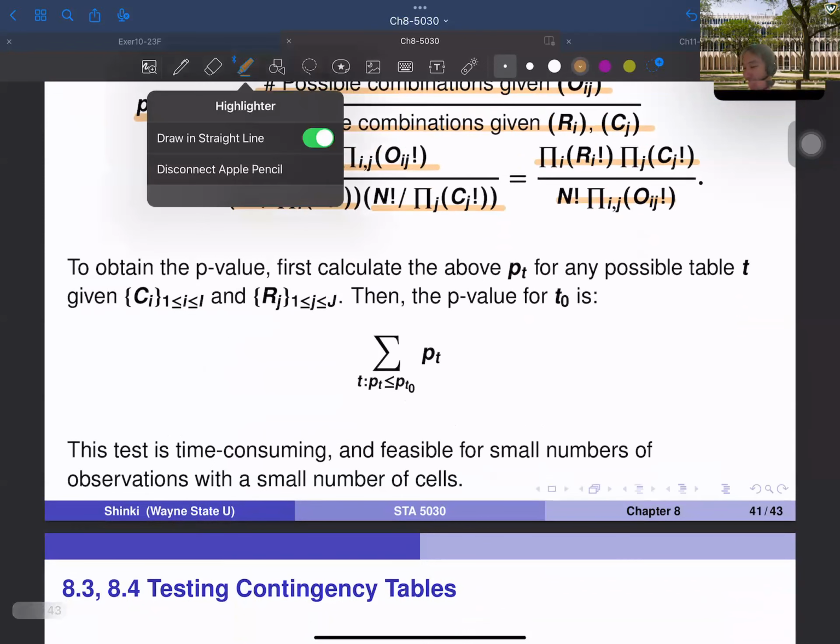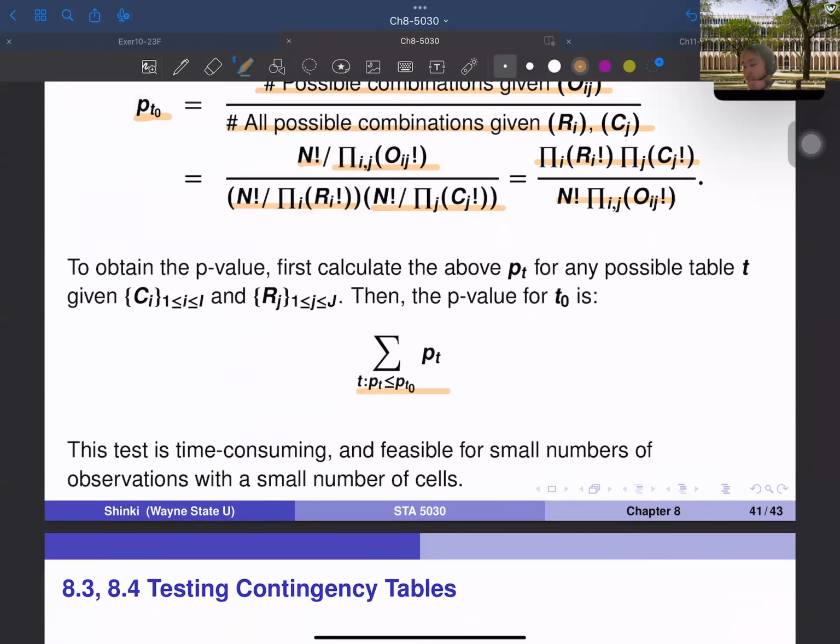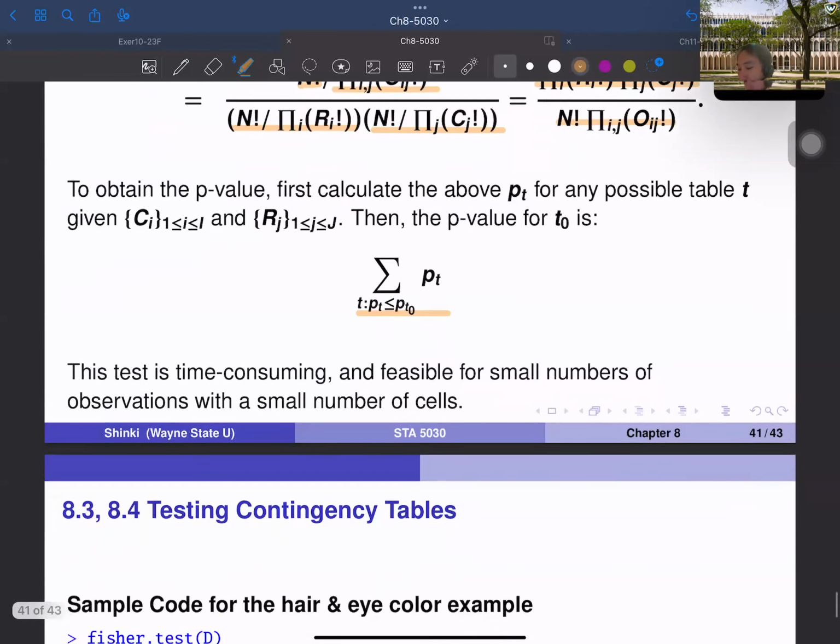And as we have seen in the previous example, this is the p-value. So we add up all probabilities which are less than or equal to that table. That is basically the definition of p-value, right? The definition of p-value is the probability that a more extreme event happens under the null hypothesis. So exactly, it follows that definition.